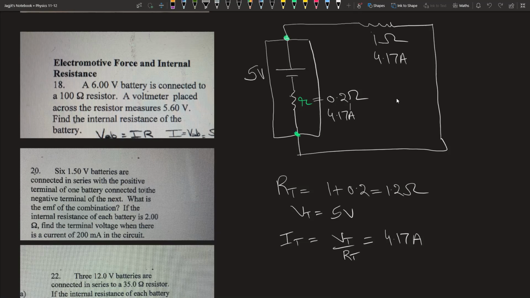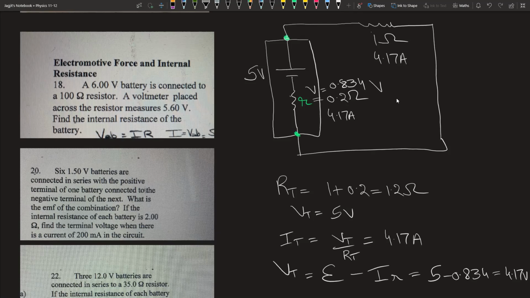Now, if you do 4.17 times 0.2, how much does that give you? That gives me 0.834 volts. That means the voltage drop across this internal resistance is 0.83 volts. What that means is that the terminal voltage is going to be my total voltage minus the voltage drop across this internal resistance, which is I times R. This is the voltage drop in the internal resistance, so it's 5 minus 0.834 volts. And how much is that? 5 minus that gives you 4.17 volts.